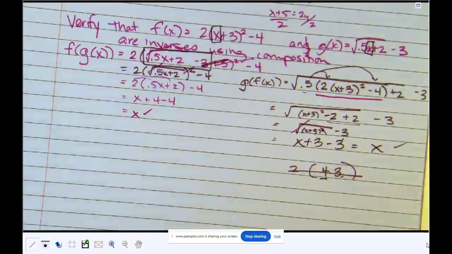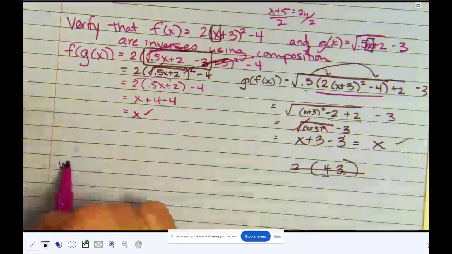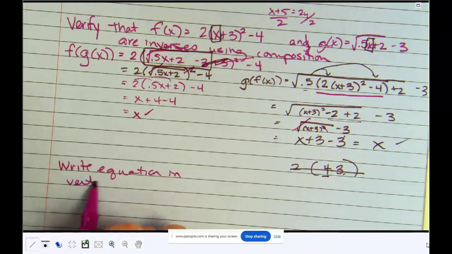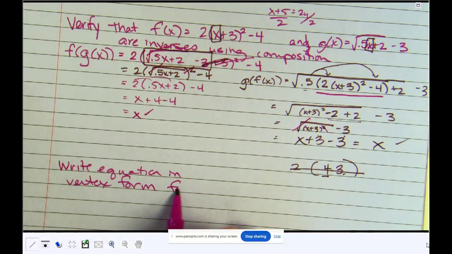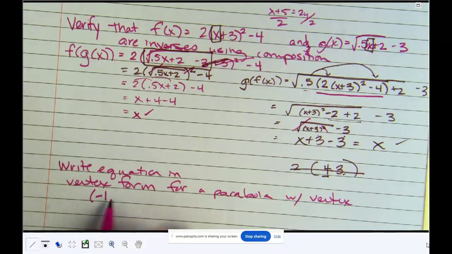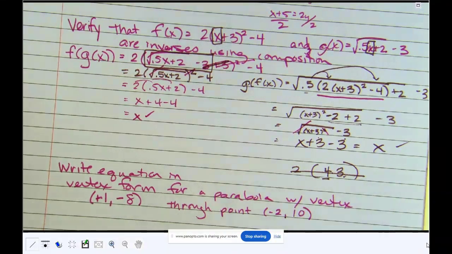So we are going to do 7 and 8. So the first one would be: write the equation in vertex form for a parabola with a vertex of negative 1... nope, let's make it positive 1, negative 8, through the point negative 2, 10.